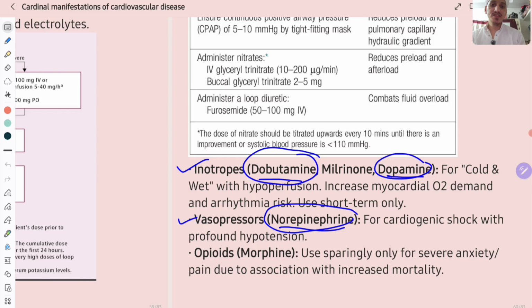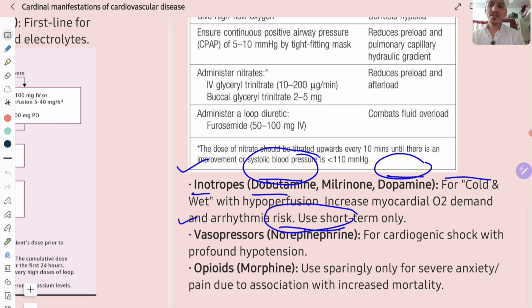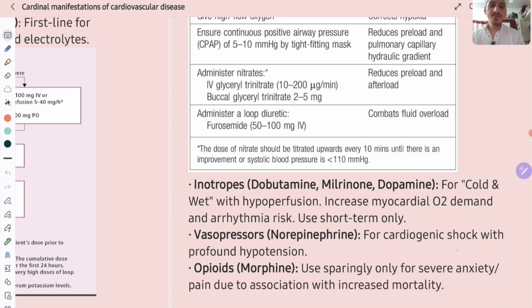So these inotropes are for cold and wet, meaning the patient is having pulmonary edema or systemic congestion, but along with that he is having hypoperfusion. But what is the bad thing which is going to happen? There is increased myocardial oxygen demand and there is a risk of arrhythmia. So you should use it short term only. Okay, norepinephrine for cardiogenic shock with profound hypotension. The hypotension is very severe, so you will give that.